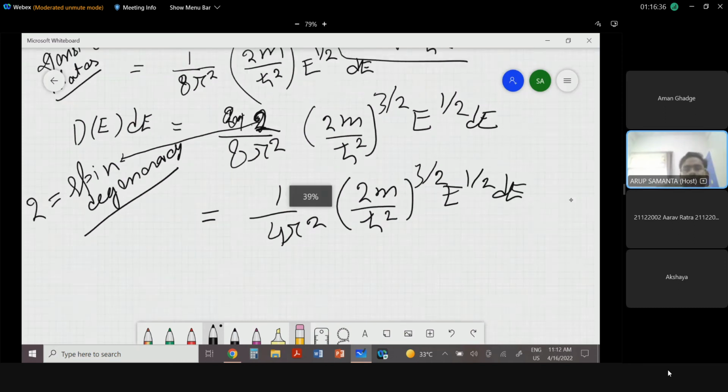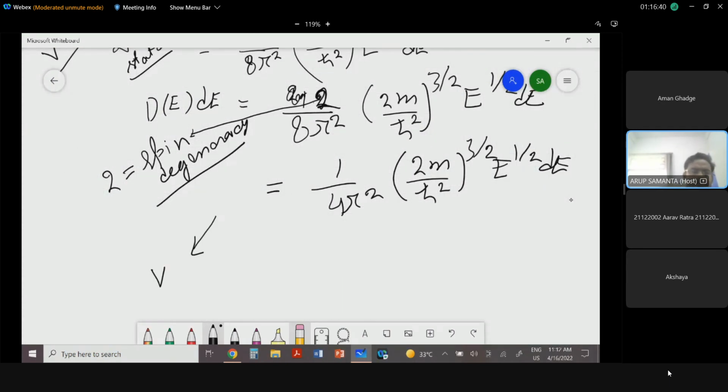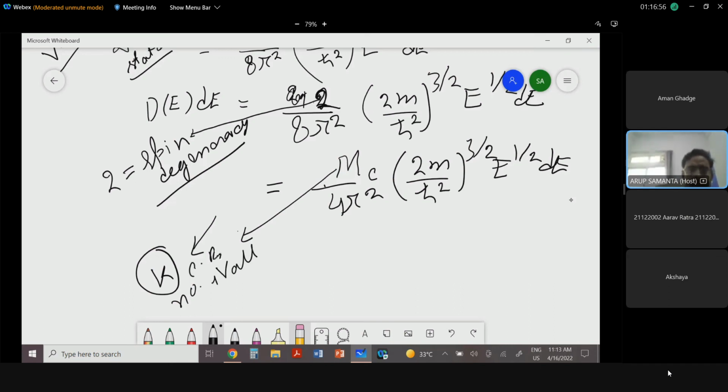Now this is along each k direction. You know that you have the 6 valleys. So you have to multiply by this number. Mc is the number of valley minima, conduction band valley minima.